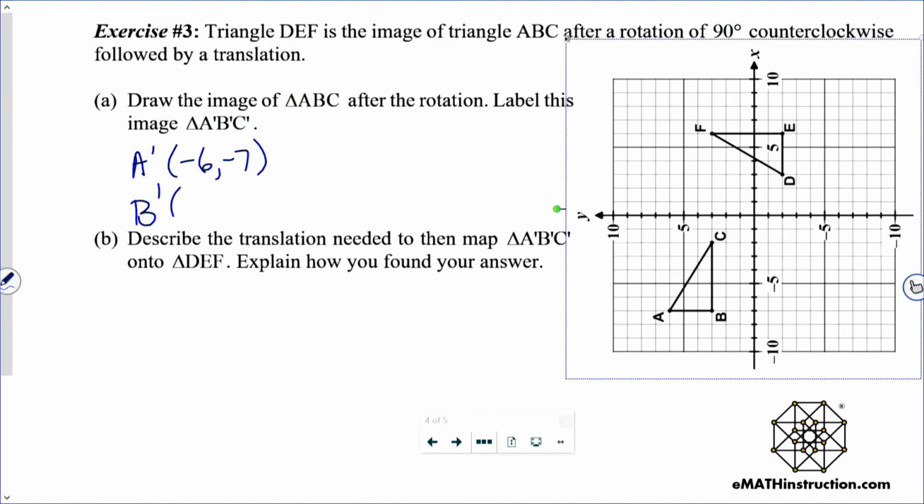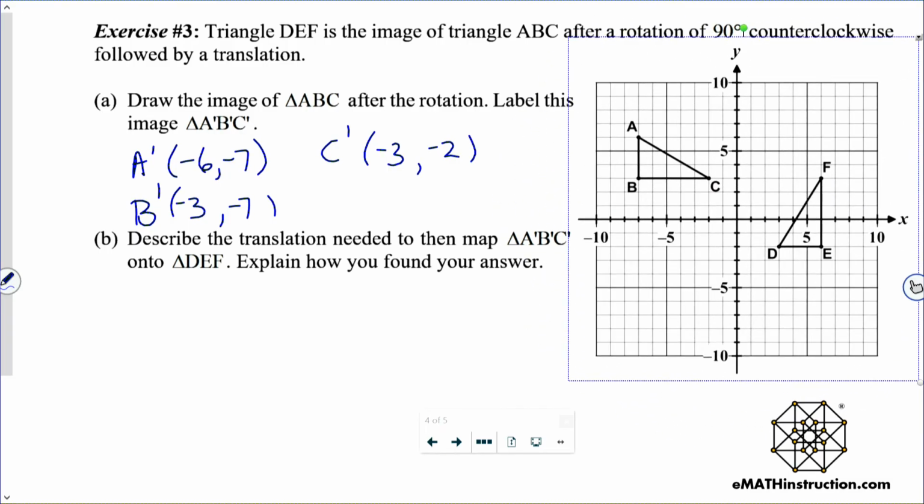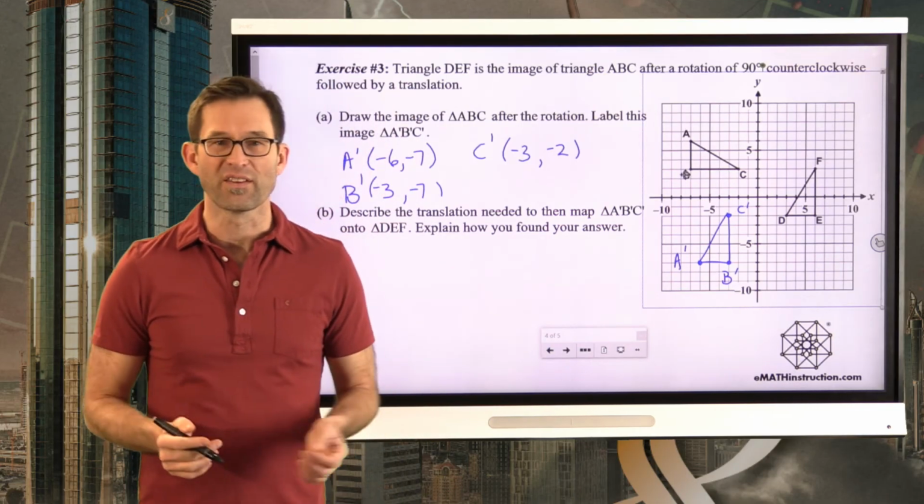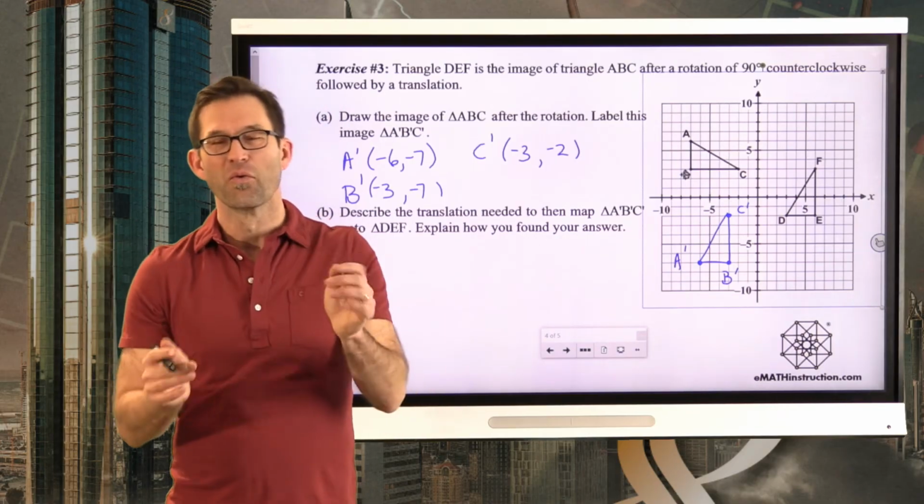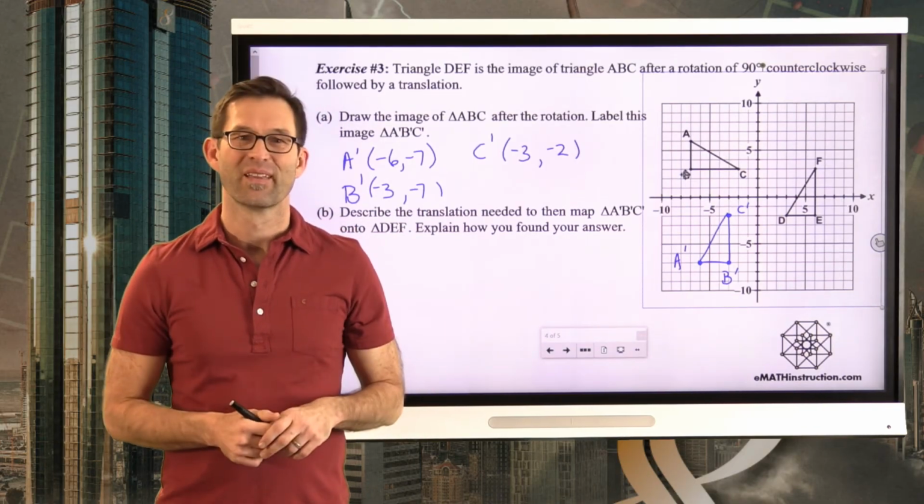Then we've got B prime at -3, -7. And we've got C prime at -3, -2. All right, now what I'm going to do is I'm going to rotate my paper back. And I'm going to plot those, -6, -7. Here's my A prime. B prime, -3, -7. And C prime, -3, -2. And there we have it, right? It's a very effective way to do rotations. Take your paper, rotate it, read off the coordinates, rotate it back, and plot.